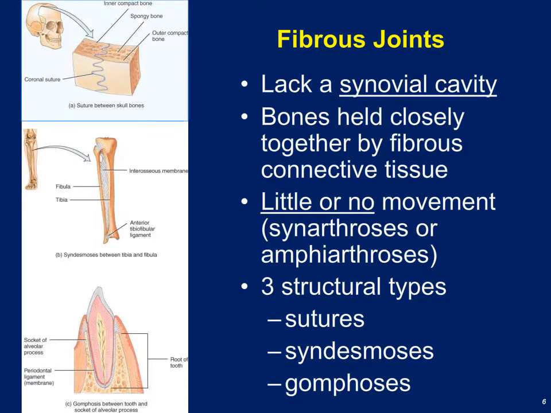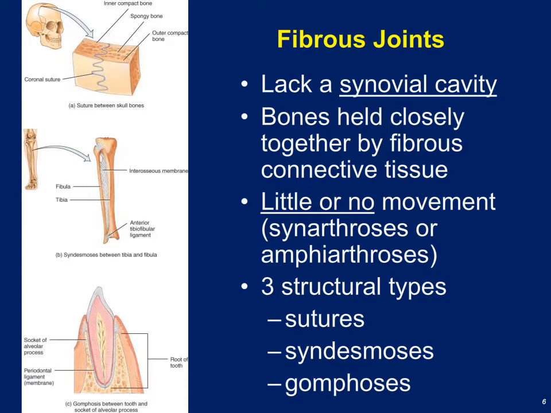Now, sutures are something we've already talked about. These are the junctions between the bones that make up the cranium. For example, the frontal and the parietal bones are held together by the coronal suture. The sutures themselves are held together by tight fibrous connective tissue. In adults, these sutures are fused, they're non-movable.